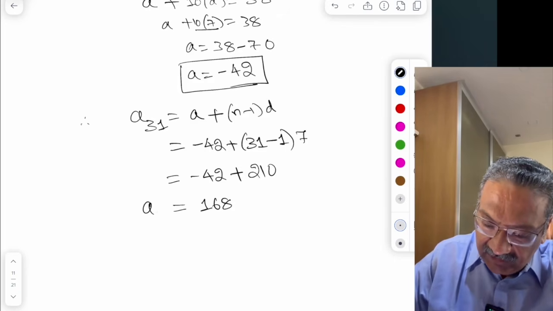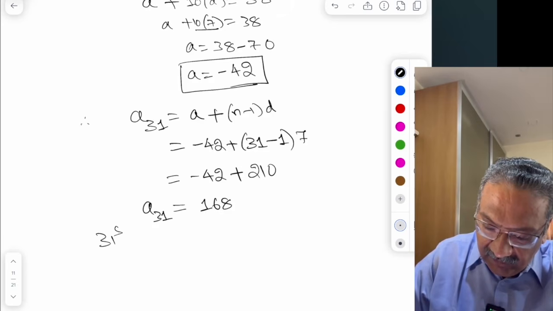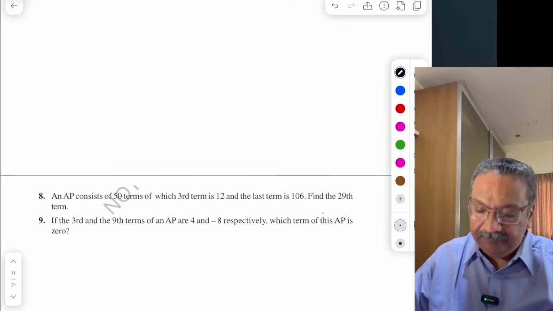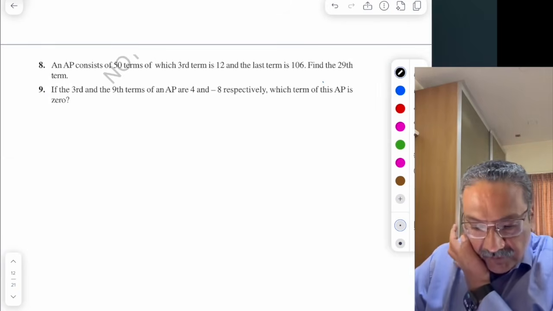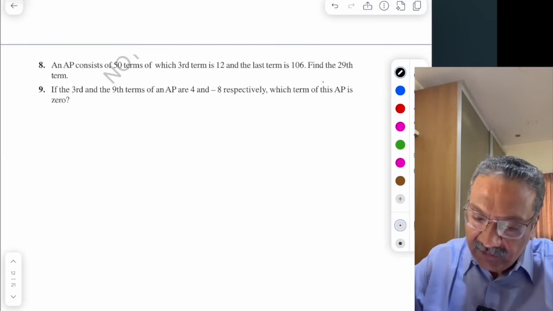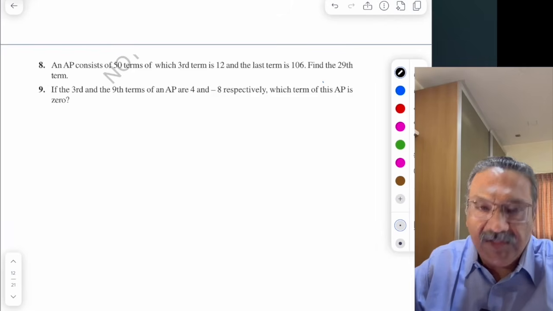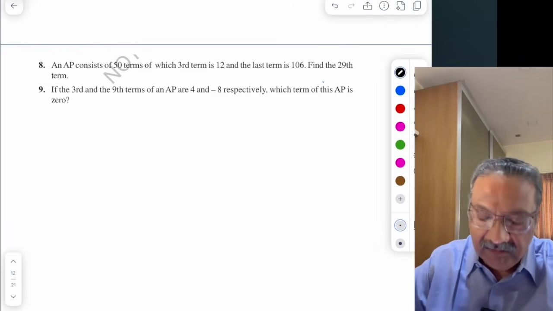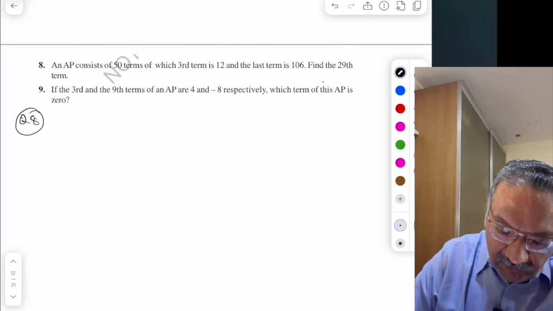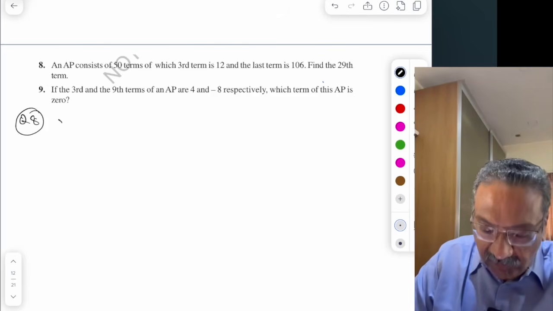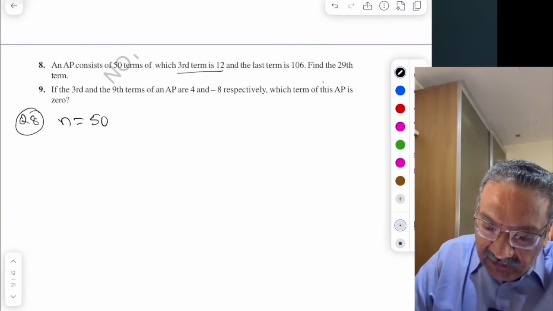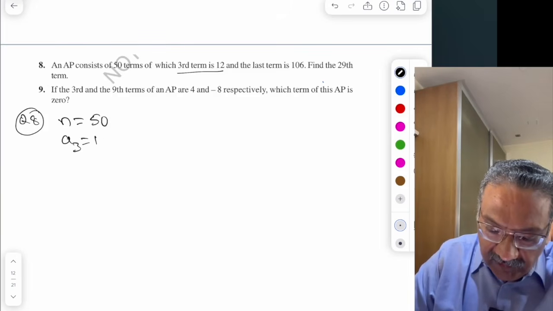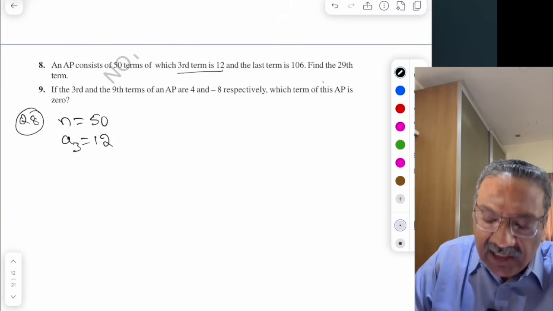168. So the 31st term a31 is equal to 168. Let us come to the 8th question. An AP consists of 50 terms, of which third term is 12 and last term is 106. Find the 29th term. So what they have given: an AP consists of 50 terms. Here we have n is 50 and third term is 12. So a3 is equal to 12 and last term is 106.